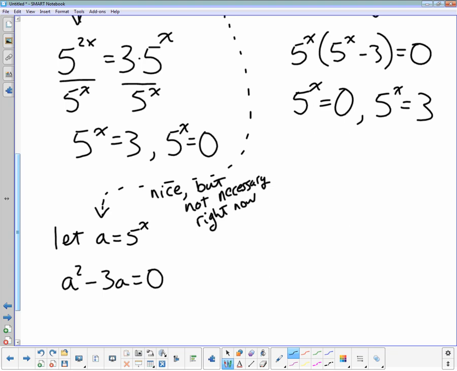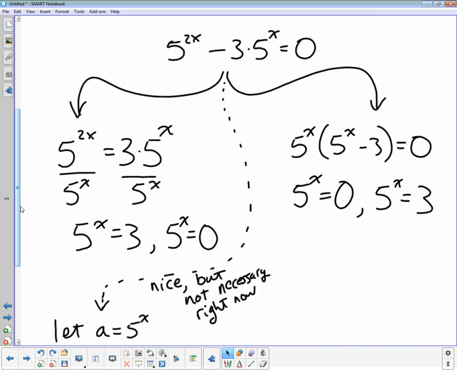Okay. Yes. This one here? Because here I looked at this guy as being 5 to the x times 5 to the x. So both of these fellows have a 5 to the x. So I can factor it out as a GCD, and that's him.